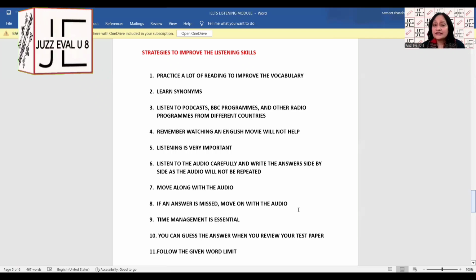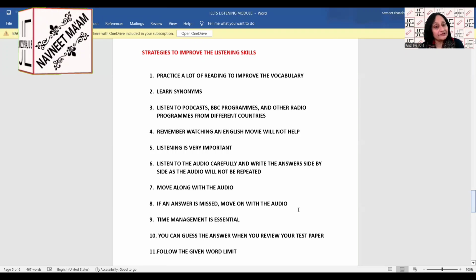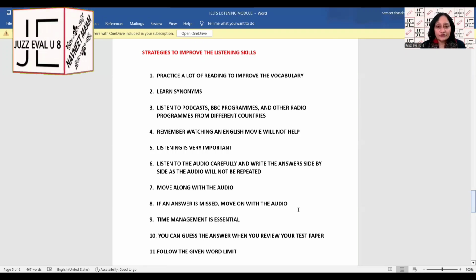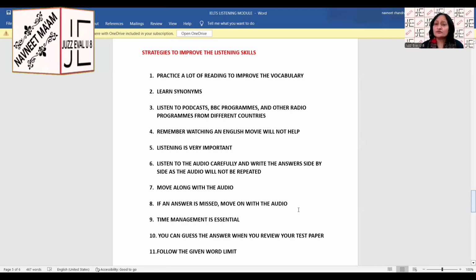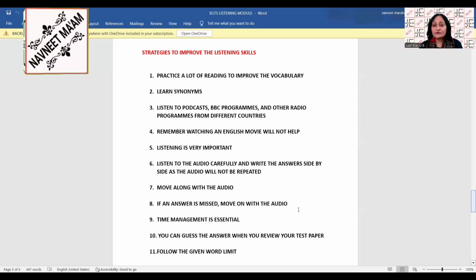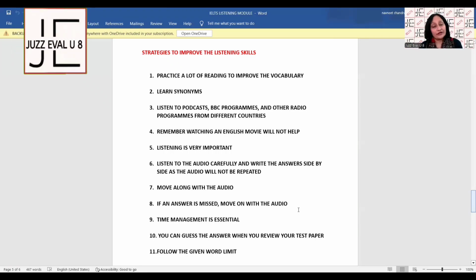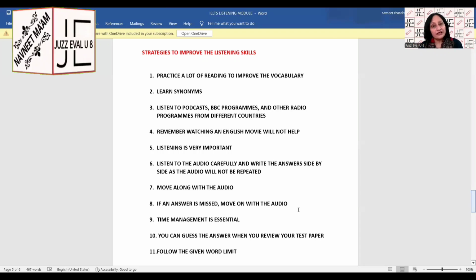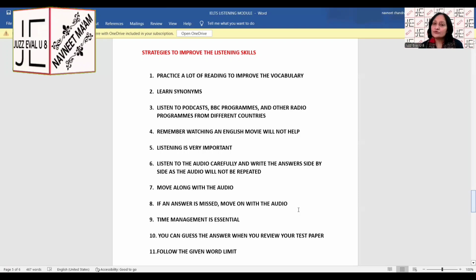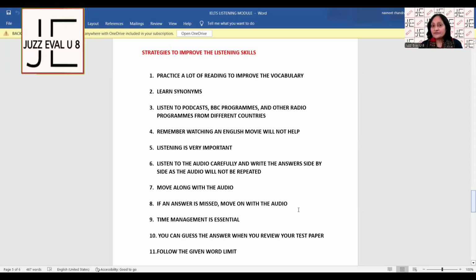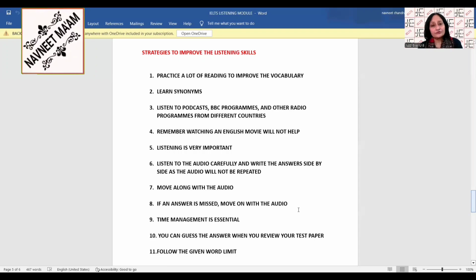Now, listening is very important. And you have to listen to the audio and write the answers side by side. The audio, as mentioned earlier, will not be repeated. You have to move along with the audio. Supposing you miss an answer and the audio is moving ahead, you have to move with it, leave that, and just move on. When you're given time to review your answers, you can come back and try an answer, and maybe it'll turn out to be correct.